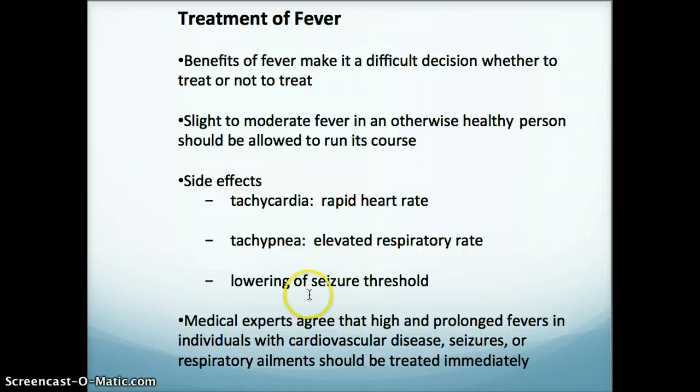So medical experts would say that high and prolonged fevers in individuals who have cardiovascular disease, seizures, or any sort of respiratory ailments should be treated to lower that fever. Otherwise, in healthy individuals, if it's not too high of a fever, it actually will benefit and clear that infection more quickly. So that is the end of Lecture 3 of this chapter, covering inflammation and fever. And we will have one more lecture on the antimicrobial proteins that play a role in infection.